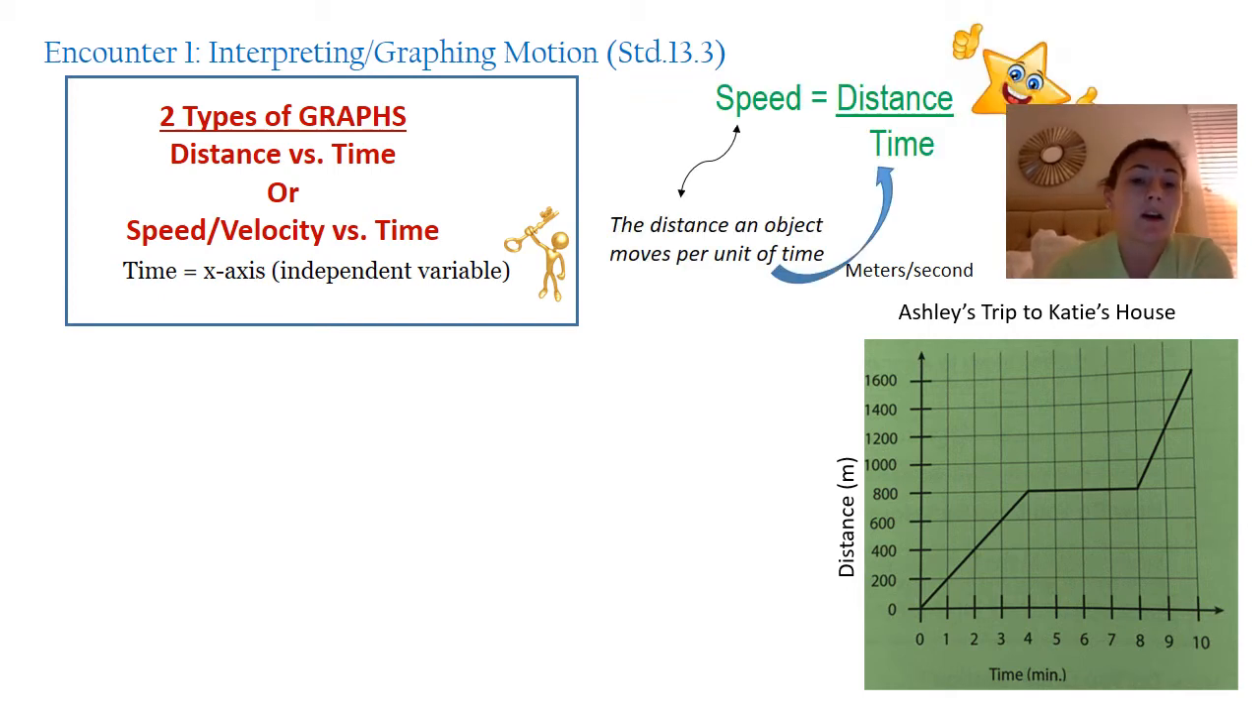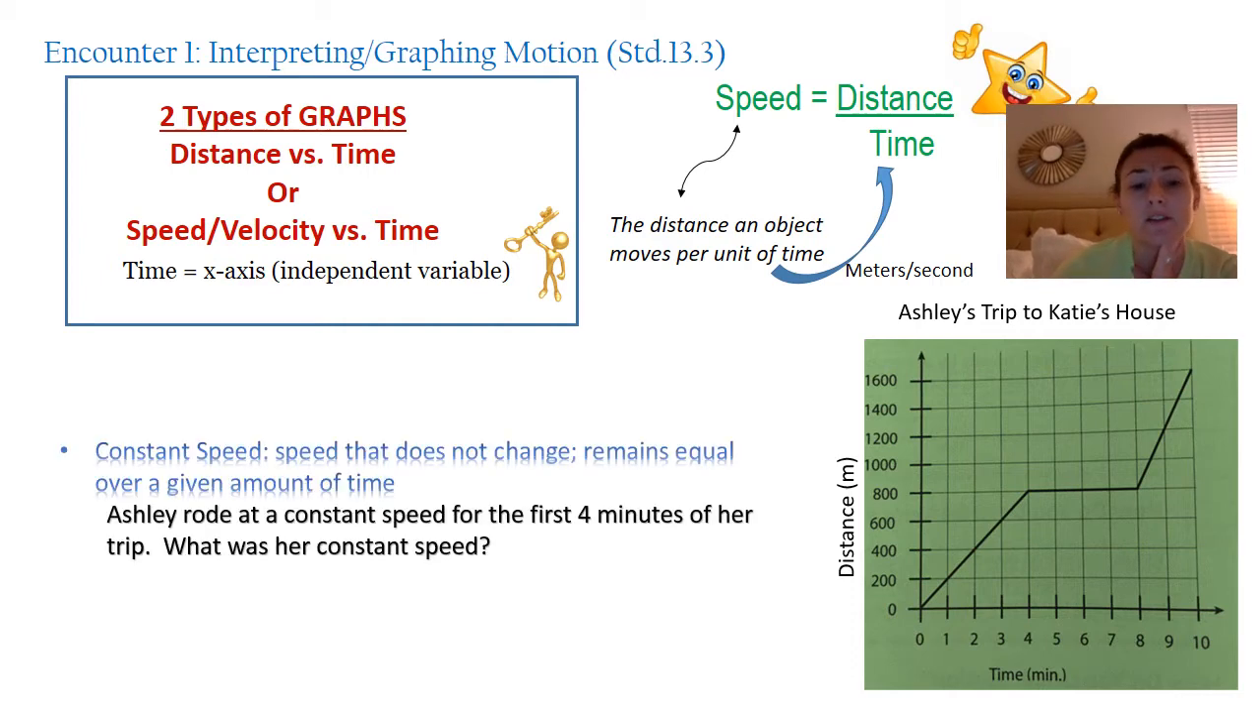So what we're going to talk about a lot today is distance versus time, which is also equivalent to speed. Speed is the distance an object moves per unit of time, and we measure that in meters per second. Okay? So again, whenever we see a distance versus time graph, we know that we can calculate one's speed.